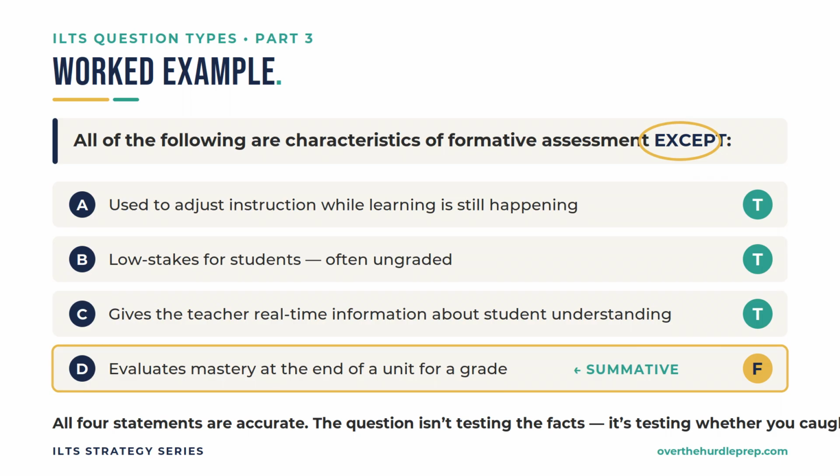So, move number 1, I catch the word except and I mark it. Move number 2, let's flip the question. That tells me that 3 of these things are true and one is not. One is not a form of formative assessment. So I'm telling my brain I'm looking for the one that is the odd one out. Move number 3. Now it's time to move down the option list.